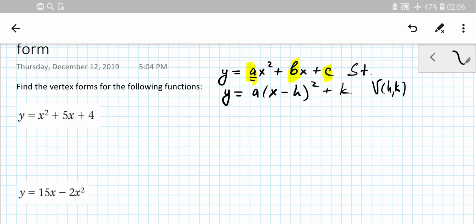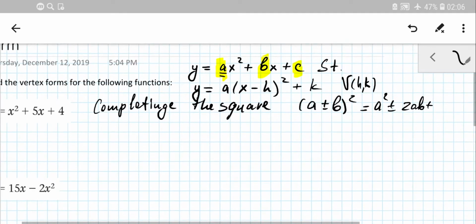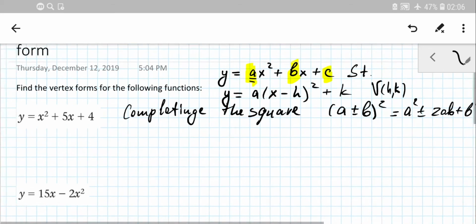Let's do it. So we'll do it by completing the square. Here I will use that approach. It's based on the formula, as you remember, (a plus minus b) squared equals a squared plus minus 2ab, and finally you need to add b squared. So that's why we're looking for that.